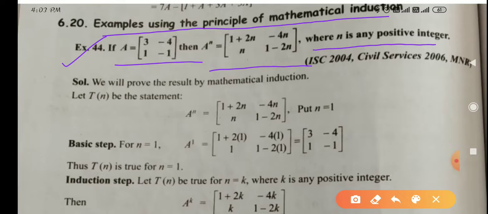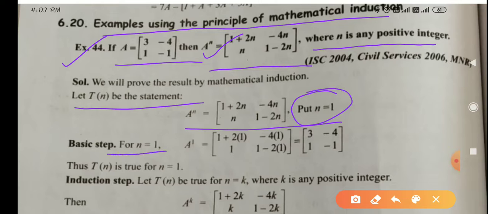What you remember in class 11th, you have studied this topic, mathematical induction. So 3 steps were there. Here we can say 2 steps according to this: basic step and induction step. In the basic step, you were putting the value of n as 1. First of all, suppose Tn is the given statement. Tn means A to the power n equals 1 plus 2n, n, minus 4n, 1 minus 2n. Put n equals 1. Basic step.